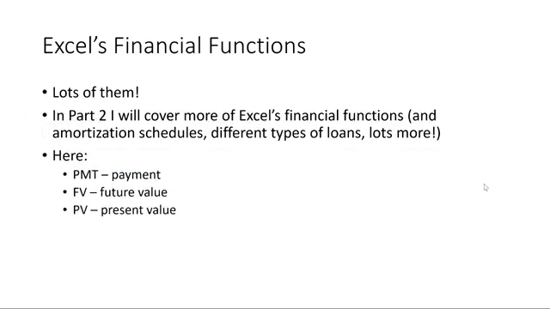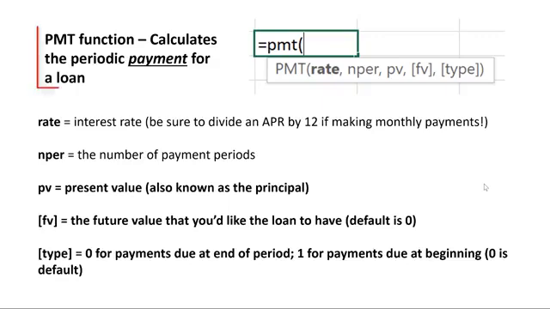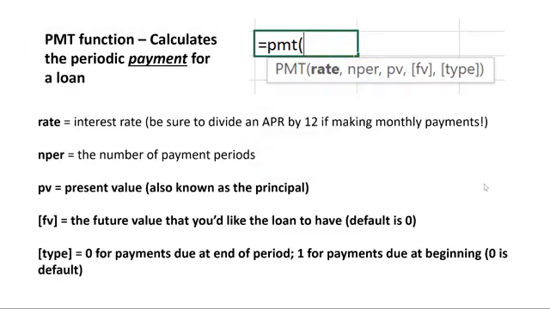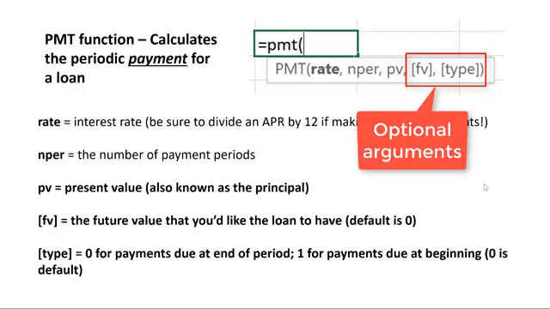But today, in this screencast, I'm going to talk about the payment function, PMT, the future value function, FV, and the present value function, PV, in Excel. The PMT, or payment function, calculates the periodic payment for a loan. It has 3 required arguments: rate, NPER, and PV. There are 2 optional arguments indicated by square brackets.